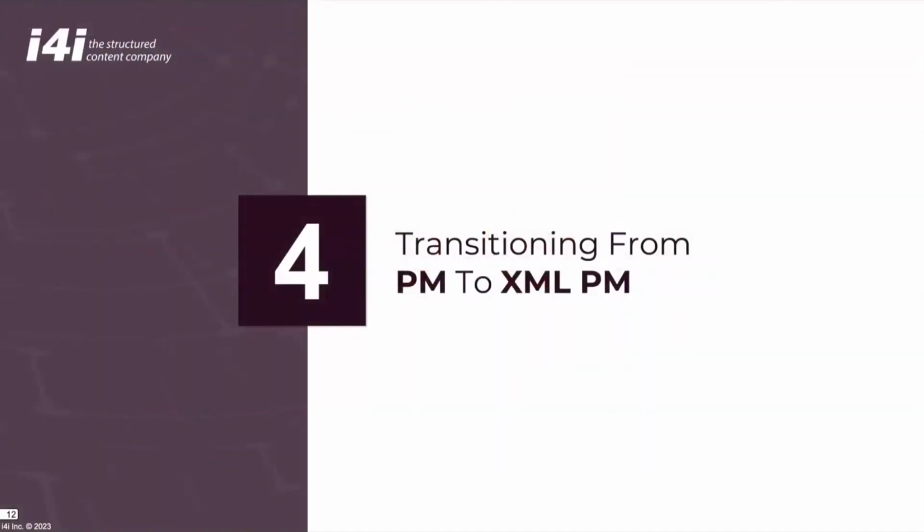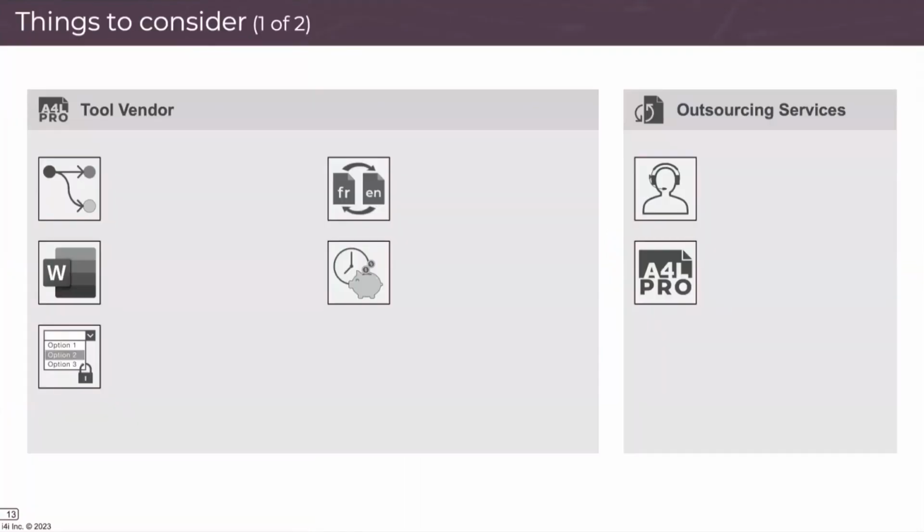Okay, so let's say you've decided to transition from PM to XML PM. What do you need to do now? So you need to consider a few things when you're ready to transition from PM to XML PM. Right up front, you'll need to choose how you'd like to create the XML PM, whether via a vendor's XML PM tool, outsourcing, or an XML code editor. XML editors can be very difficult, especially if you don't have knowledge about coding in XML or the XML PM format. So let's talk about vendor tools or outsourcing.